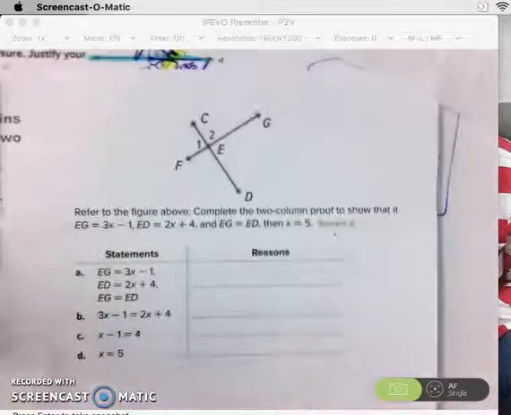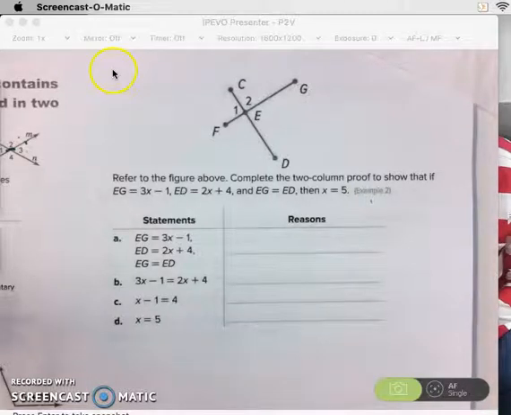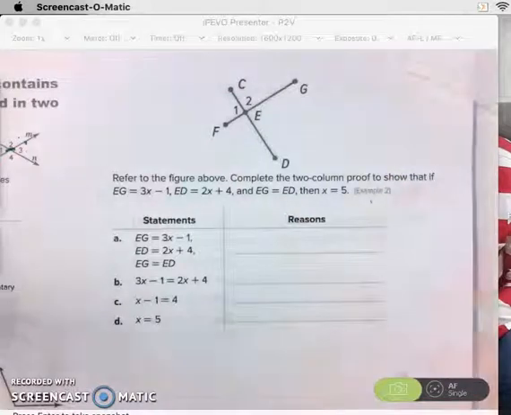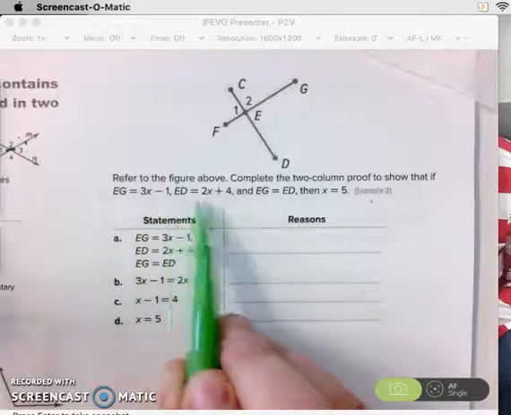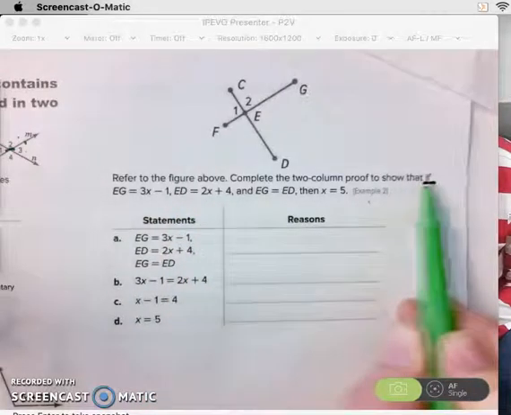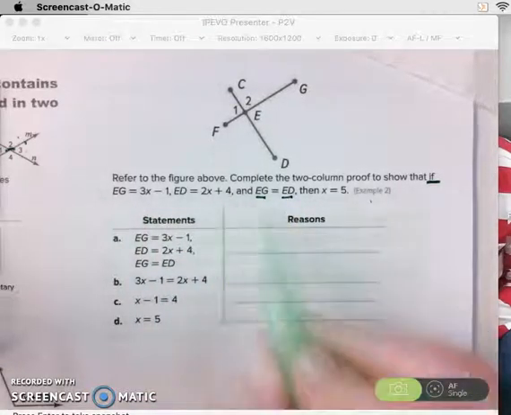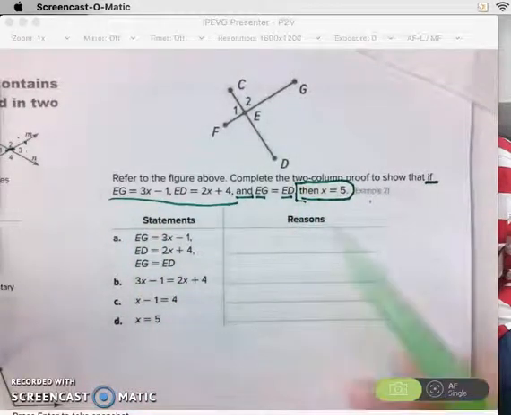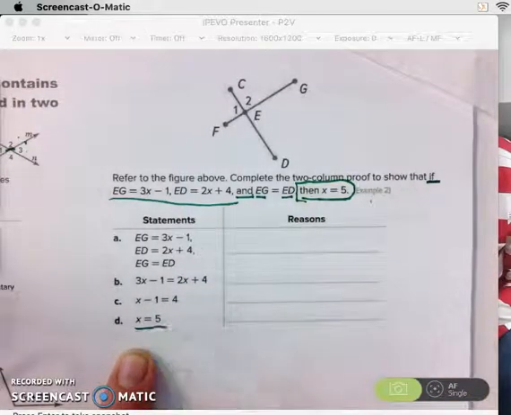The last one before we work on homework. Refer to the figure above, this information up here, and complete the 2-column proof to show that EG is equal to ED, given EG is equal to 3x minus 1 and ED is equal to 2x plus 4. This is all given information. You want to prove this part right here, which is my last statement.